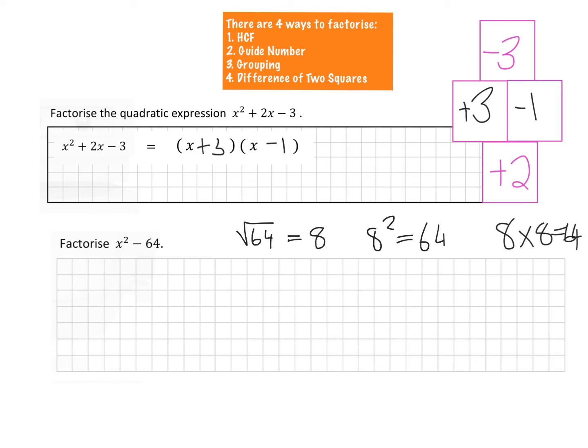So what I do is I create 2 brackets. In my first bracket, I have x plus 8. And in my second bracket, I have x minus 8. Now, it doesn't matter in your exam if you put your x minus 8 here and your x plus 8 here, you'll still get marks. It's just a case of you had a preference to put the minus first. So there's 2 out of 4 factorising methods. We have guide number with our diamond boxes, and we have difference of 2 squares because I have a square number.